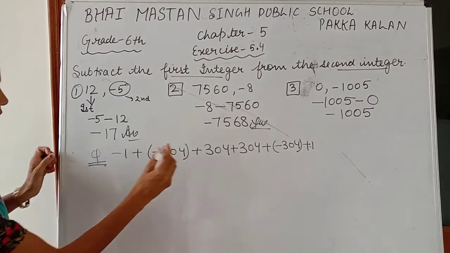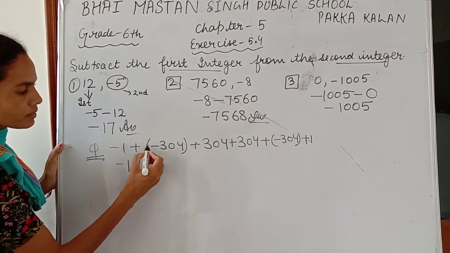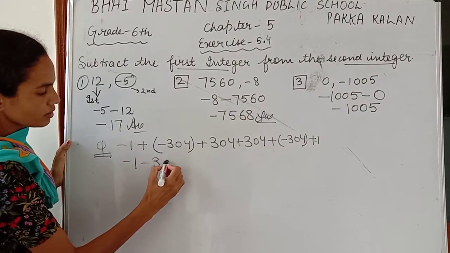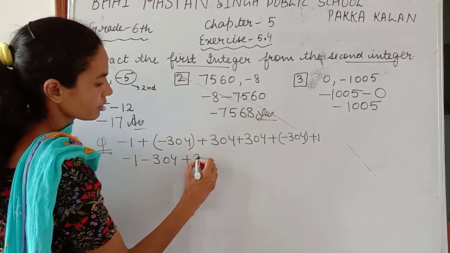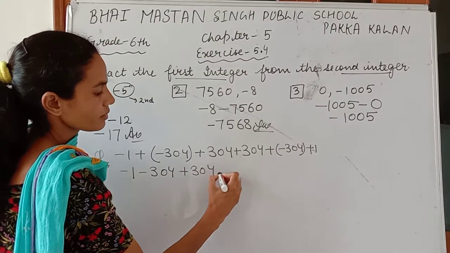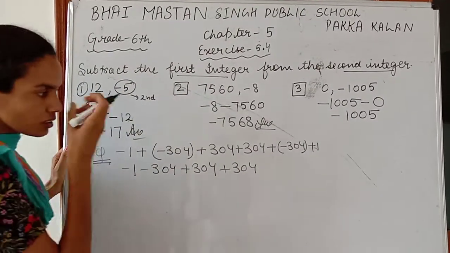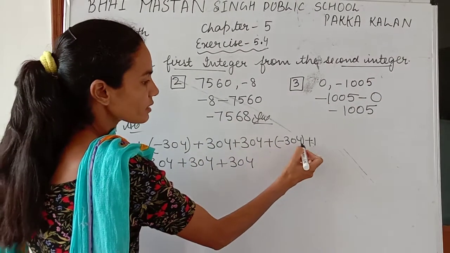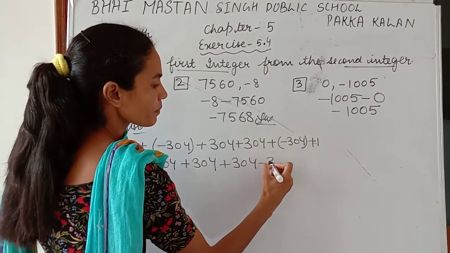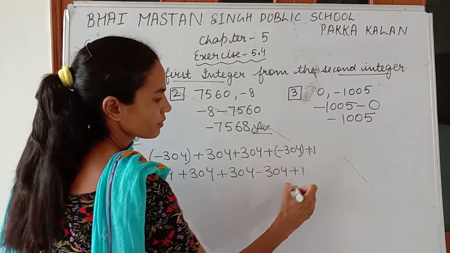See, minus 1, plus minus minus plus, plus, because here there is no bracket, so no need to change any sign. Okay, two signs are together. Look here, this is also in bracket, plus minus minus plus 1.